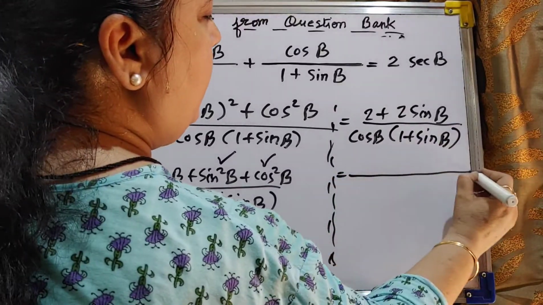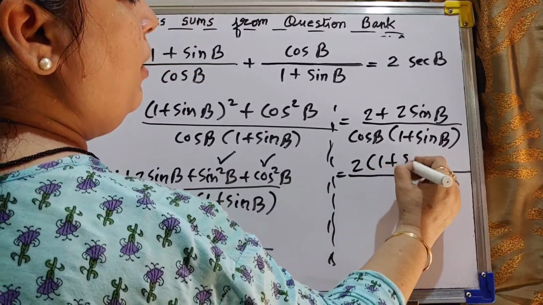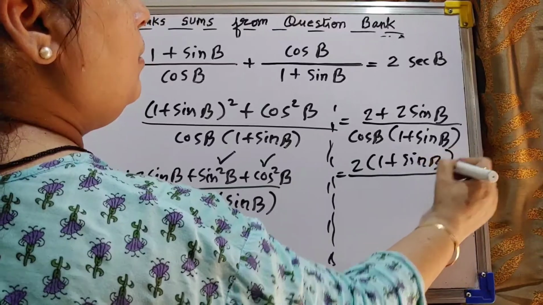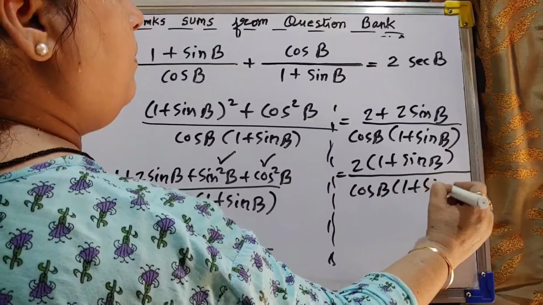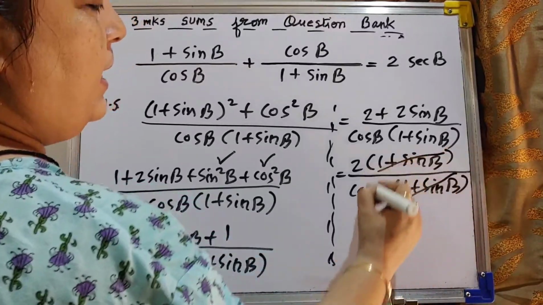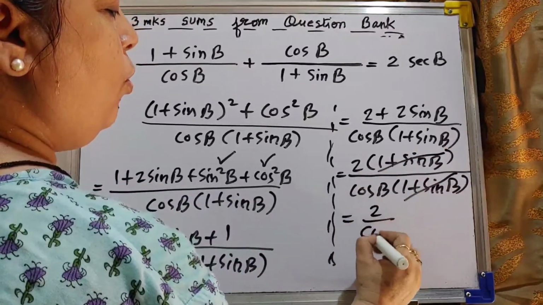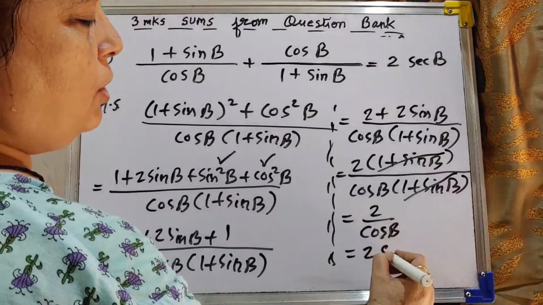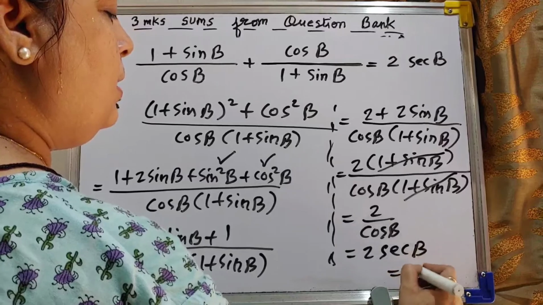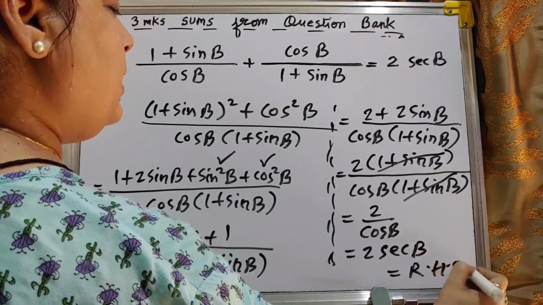In the numerator take 2 common. It will be 1 plus sin B. This will be cos B (1 plus sin B). 1 plus sin B will get cancelled. 2 upon cos B. 2 as it is. 1 by cos B is your sec B. This is your right hand side.